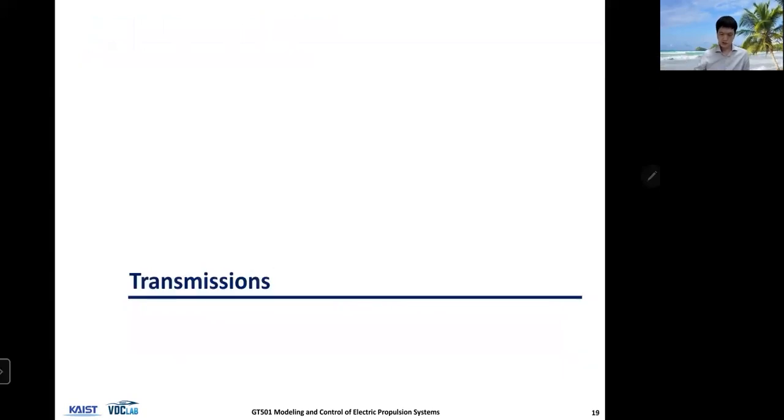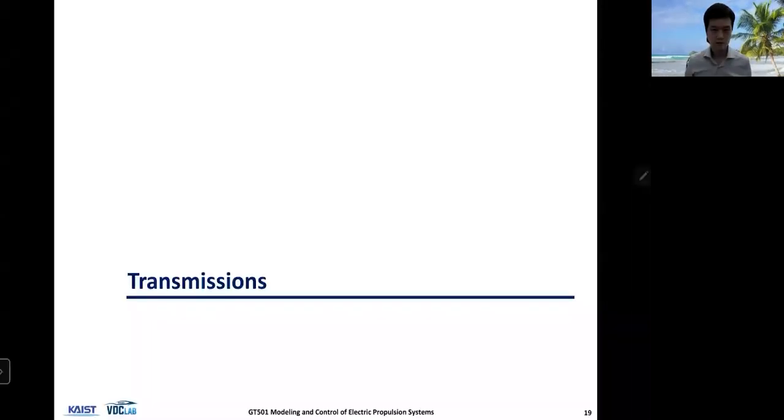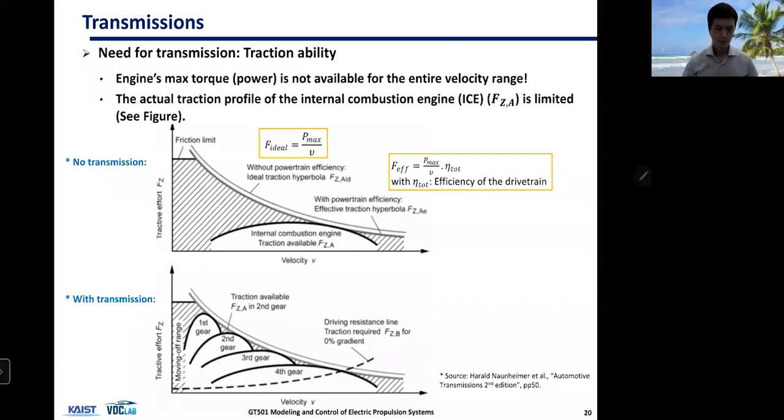Okay, transmissions. Why do we need a transmission? We're going to talk about a couple of reasons. First of all, the first reason would be tractionability or drivability.